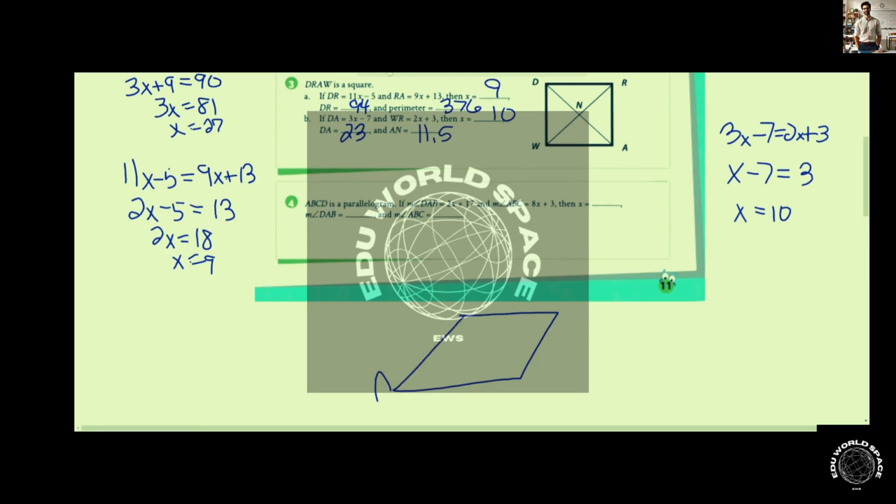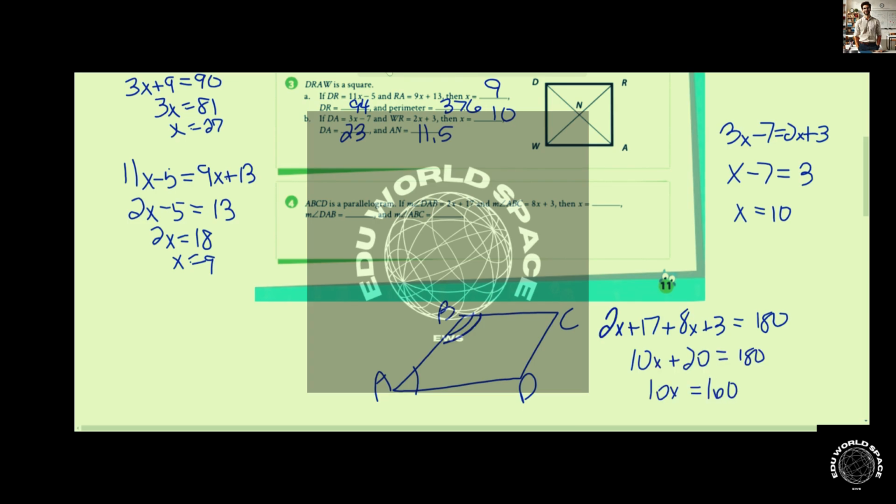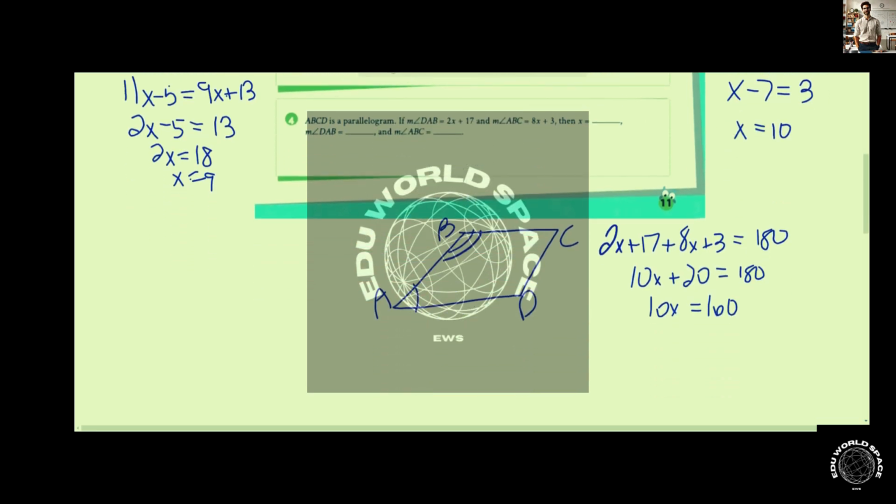Finally, if we have a parallelogram ABCD, we're talking about angle DAB and angle ABC. They're angles that are next to each other. They're going to add to 180 degrees then. So 2x plus 7 plus 8x plus 3 would be equal to 180 degrees. So 10x plus 20 equals 180. 10x equals 160 after subtracting 20 from both sides. Divide by 10, and x is 16.